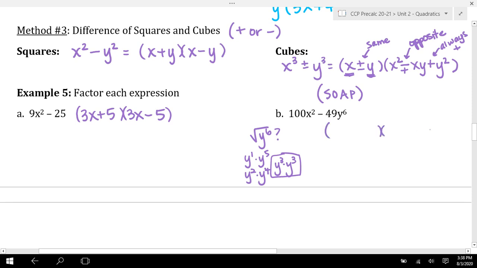So 2 factors. Square root of 100x squared would just be 10x. Square root of 49y to the sixth would be 7, and then I can use y to the third for each. 7y to the third. I need 1 plus and 1 minus, and we are factored. So those are our difference of squares. When we see those perfect squares, we can apply our difference of squares.